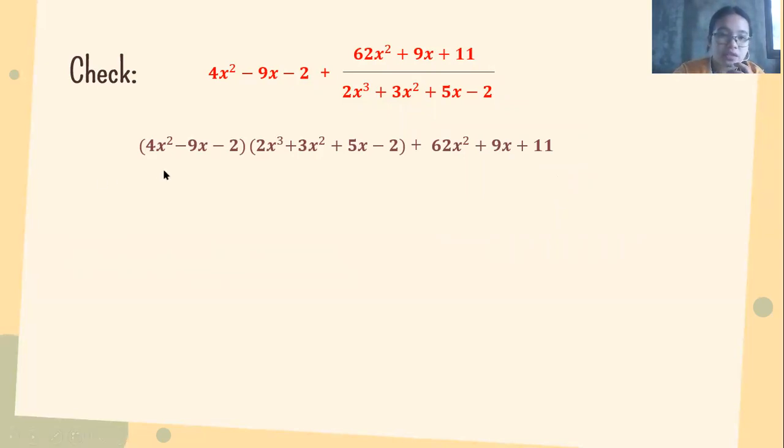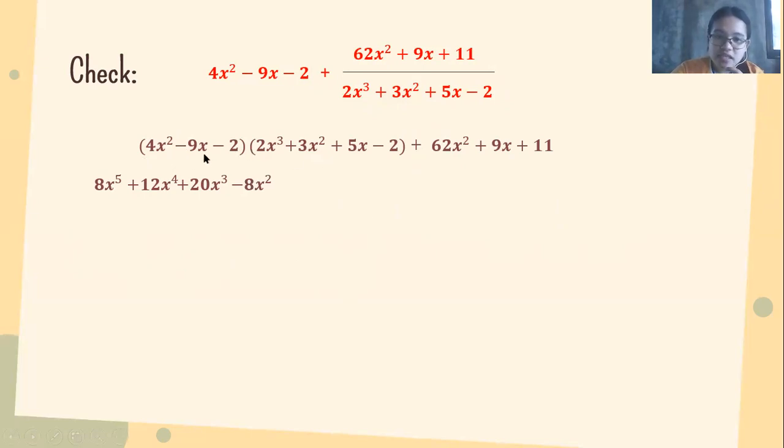So we have 4x squared times 2x cubed, we have 8x raised to 5. 4x squared times 3x squared, we have 12x raised to 4. 4x squared times 5x, we have 20x cubed. 4x squared times negative 2 is equal to negative 8x squared.